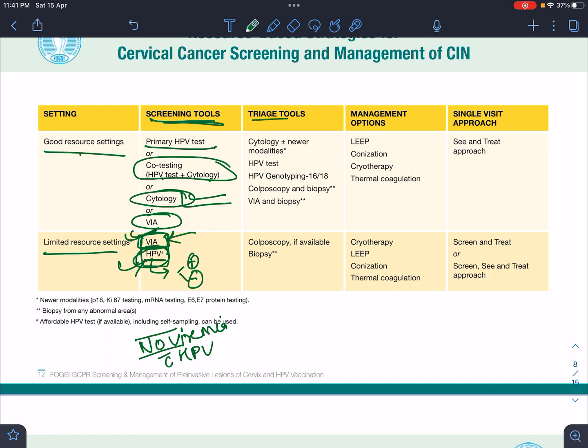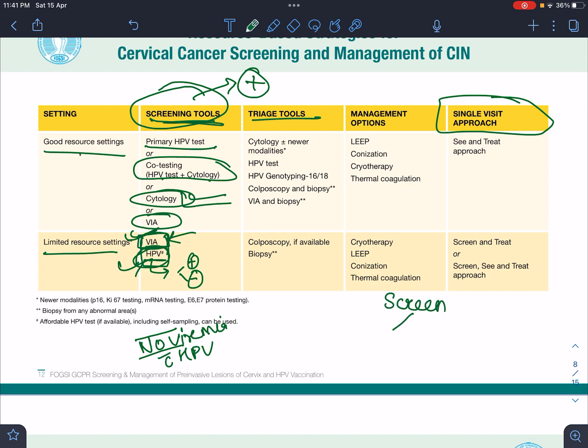Now, what are the triage tools available? Triage means, okay, you have done screening. Now the screening tool has come positive. So two things you can do. In very low resource settings, you can do see and treat approach. This is actually not low resource, it's a single visit. Imagine a patient is coming to you and they're saying, we don't want to come back for another test. What ideally should be done is, you screen, patient comes negative, you do routine follow-up.